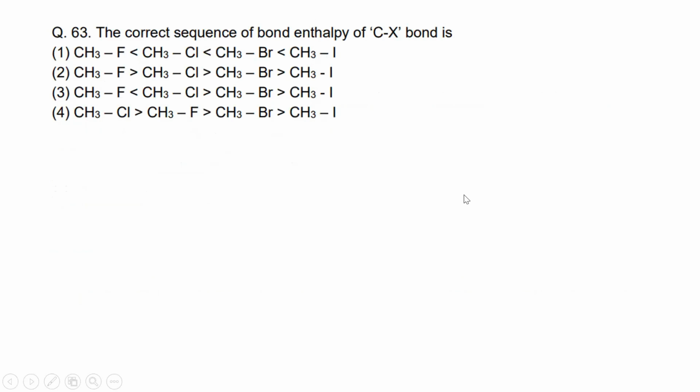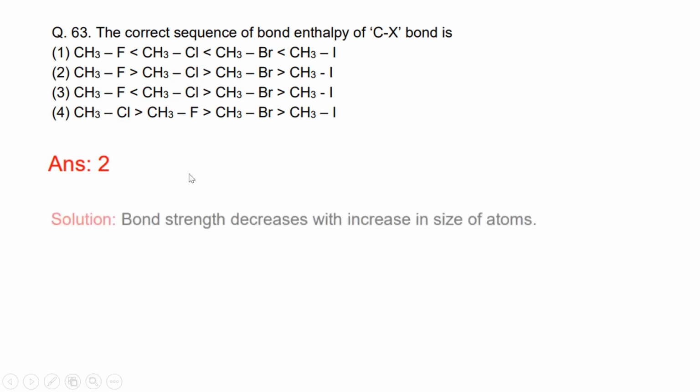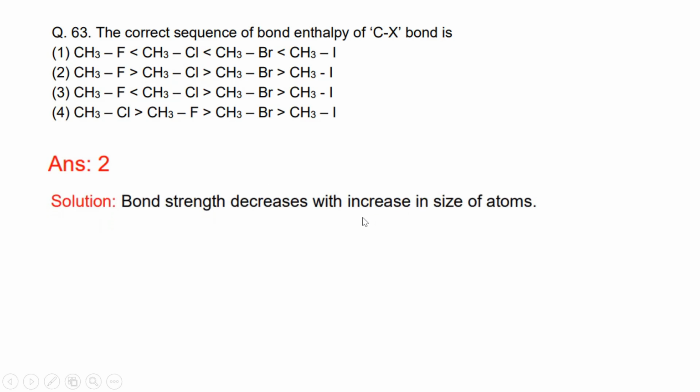The correct sequence of bond enthalpy of C-X bond is. Bond enthalpy depends on the bond length. Less bond length, more bond enthalpy. So bond energy is inversely proportional to bond length. So based on that, you can give your answer, and the correct answer will be option 2. Because the carbon fluorine bond is smaller than carbon chlorine, and carbon chlorine is smaller than carbon bromine, and carbon bromine is smaller than carbon iodine. So based on that, you give the answer 2. That will be the correct answer. So question number 63 answer will be 2.